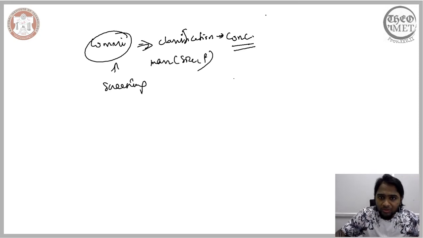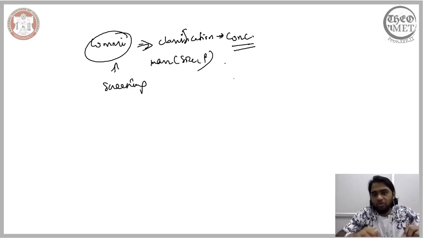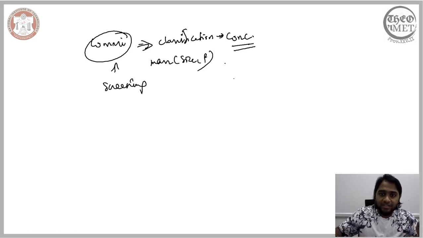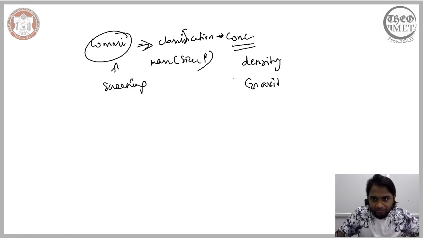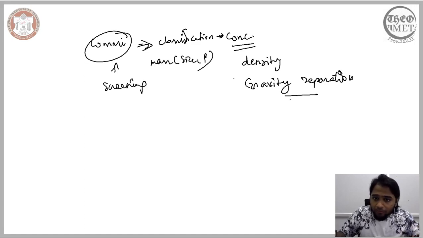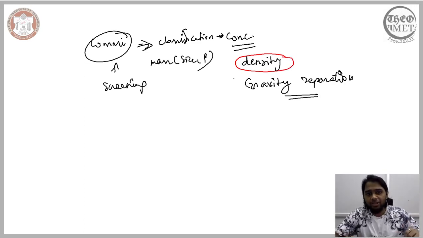Now, not all the concentration techniques share a similarity with classification and screening. It is one form of the concentration technique that shares the similarity with classification and screening, that is density separation, or rather, more precisely, gravity separation. So it is this form of concentration, gravity separation, that has some similarity with the process of screening and classification.